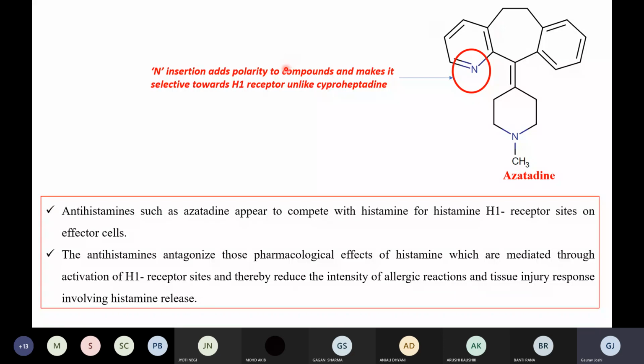Again, if it is not a serotonin antagonist, it will be acting on the histamine H1 receptor site, right? So these are the normal things: allergic reaction and the tissue injury response involving histamine release. So basically it will be blocking the H1 receptor, right?